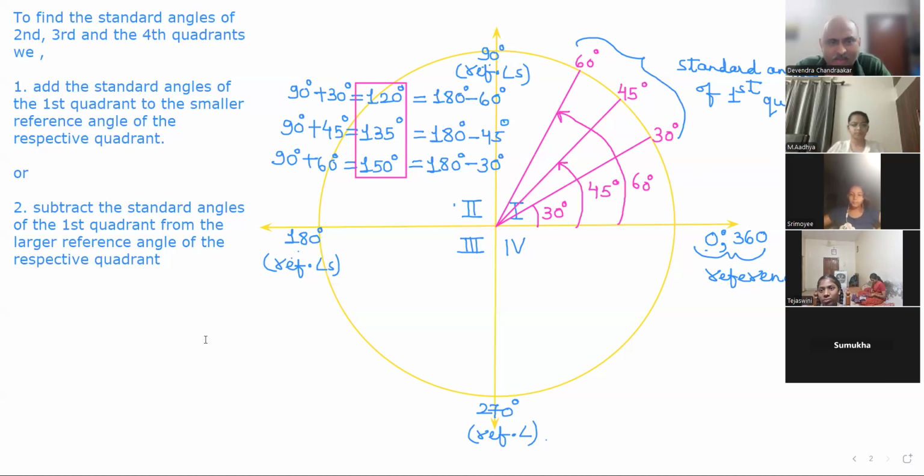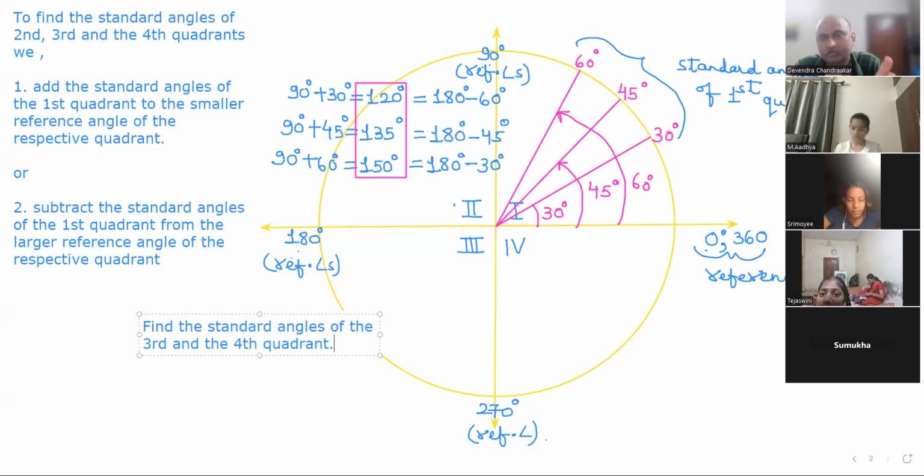Now, your exercise for this slide is to find the standard angles of the third and fourth quadrant. First, you solve it. Post your answers in the chat box, and then you write. Then you make notes of the slide. First you have to solve it, then answer me in the chat, and then write it. Okay, then copy the notes, make notes. Alright, do it.